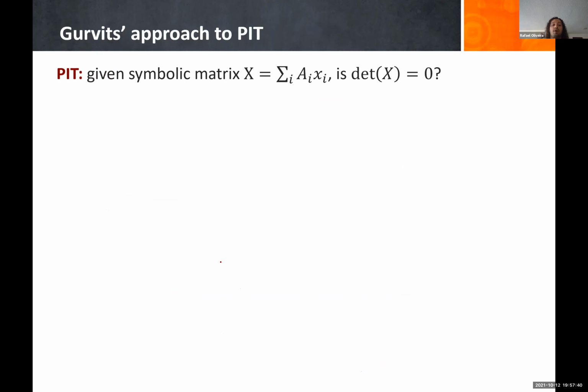So what is our input? PIT here may also be known as SDIT, which is symbolic determinant identity testing. If you come across these names, they're the same. So, given a symbolic matrix X, is the determinant of this matrix equal to 0 as a polynomial? That's the PIT question. It's a pretty hard question. But Gurvitz is like, YOLO, let's try to solve it using optimization.